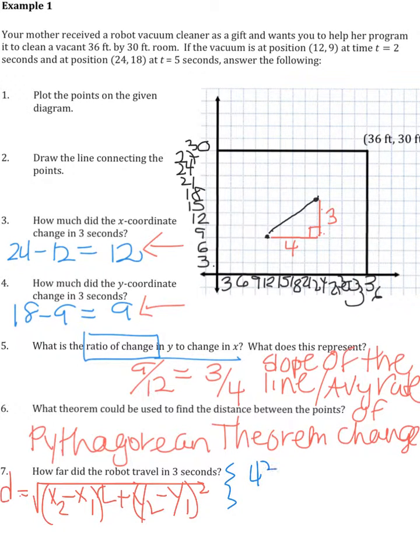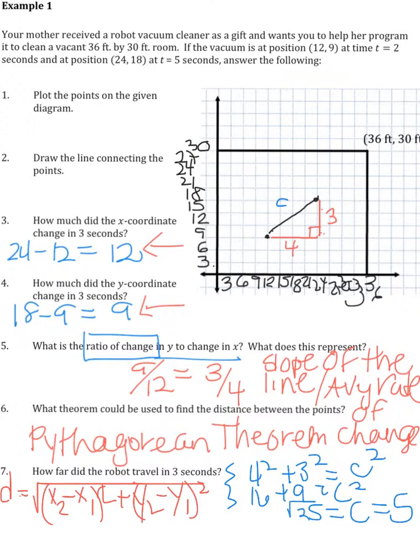So 4 squared plus 3 squared is equal to c squared. 16 plus 9 is equal to c squared. So 25 is equal to c squared. The square root of 25 is equal to c, so c is equal to just 5. So the robot traveled 5 feet. So that's a Pythagorean triple as well. During the duration of 3 seconds.